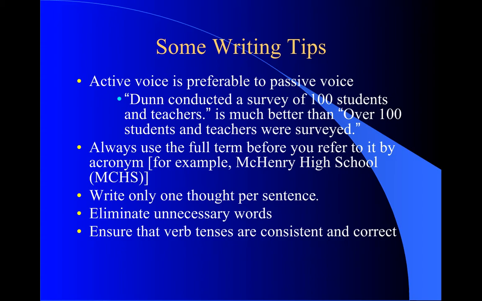Then, if you're ever wanting to use an abbreviation, GOP, for example, or McHenry High School, you refer to it first in the full term. So in your abstract, you might say, a study was conducted at McHenry High School, and then afterwards you would put in parentheses MCHS. Then every other time you refer to MCHS or McHenry High School in your paper, you can use it by its acronym, MCHS, or instead of Grand Old Party, GOP, and therefore it is clarified right away in your abstract.